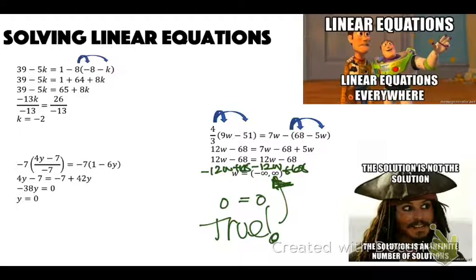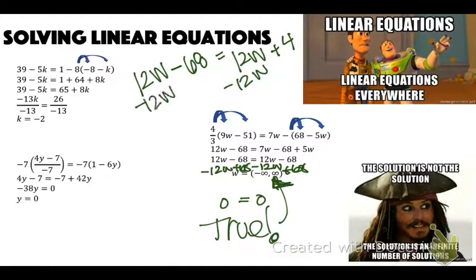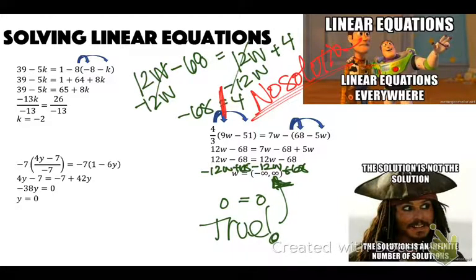Now say that you did this, and we ended up with 12w minus 68 equals 12w plus 4. Okay, so if I subtract the 12w, those cancel. I'm left with negative 68 equals 4. That is not true, right? So that just means this is no solution. If you end up with two numbers that do not equal each other, it's no solution. If you end up with two numbers that do equal each other, then it's infinite solutions. Okay?